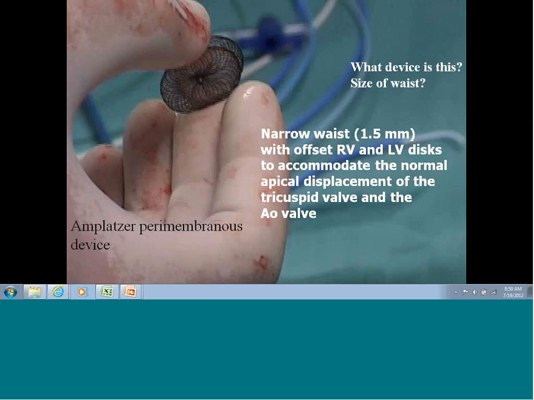It's a very narrow waist, and the RV and LV discs are offset so that you can accommodate the normal apical displacement of the tricuspid valve as well as not impinge into the aortic valve. Okay, so that's your perimembranous device.